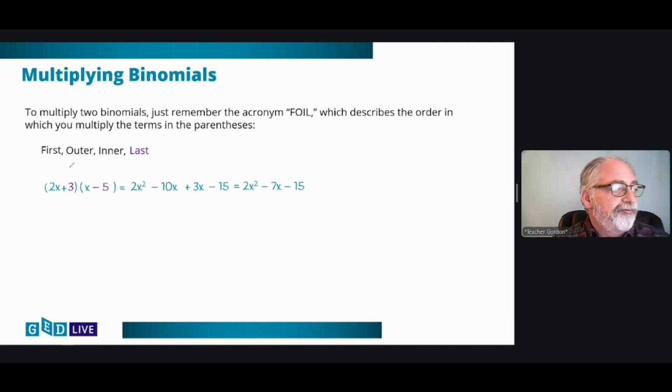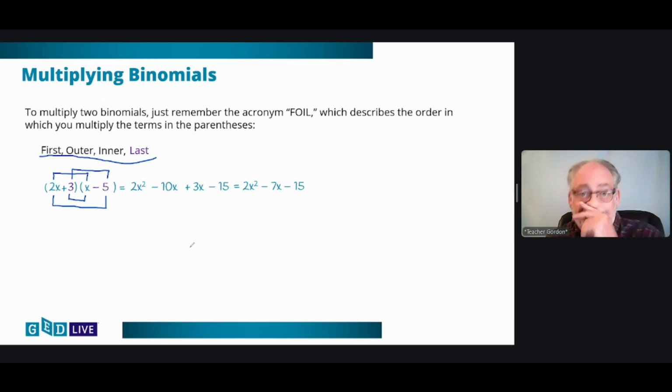And again, this FOIL process takes practice, but keeping this order of operations in mind, first, outer, inner, and then last, keeps things very systematic. But you do need to be, as you see, very careful with the negative signs, multiplying positives by negatives versus positives by positives and so forth.